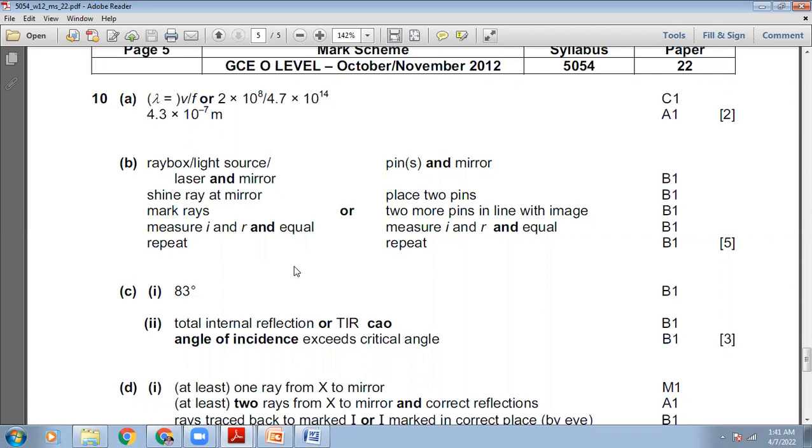So I have not written that repeat thing because the lines were over. But remember, it carries 1 mark. So at the end of your answer, write repeat.